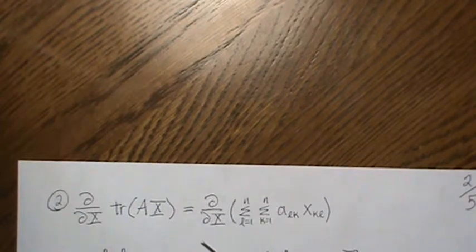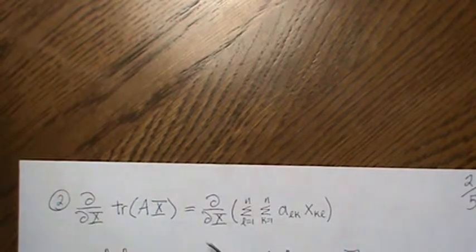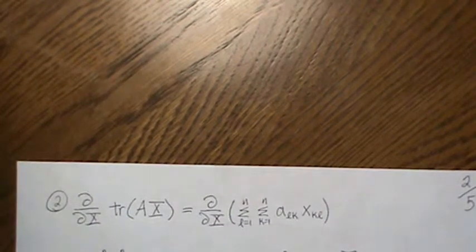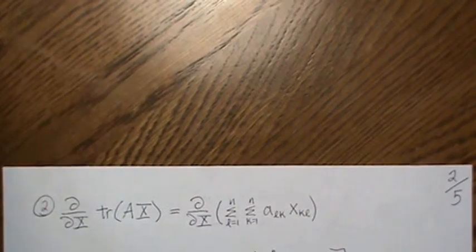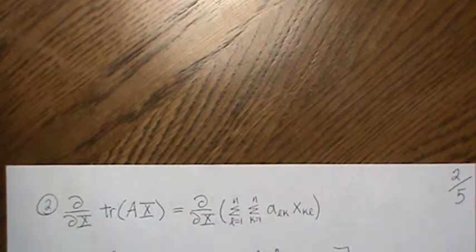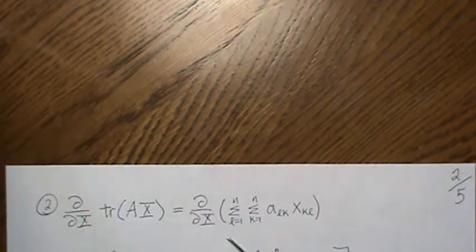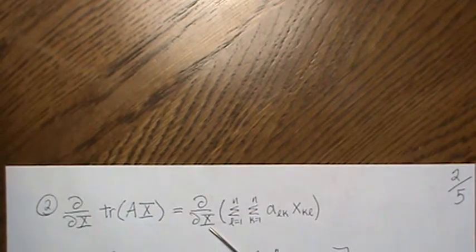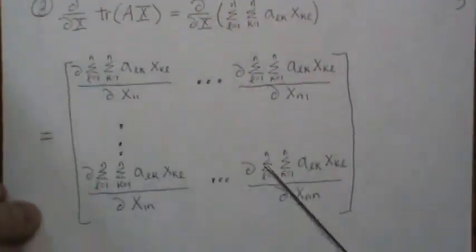Oh, and a side note: in my last three videos, the derivatives are all with the goal of finding the maximum likelihood estimators of a multivariate normal distribution, the mean vector and the variance-covariance matrix. So here, again, this is a scalar. We'll take the derivative with respect to a matrix, so it's going to be a matrix.